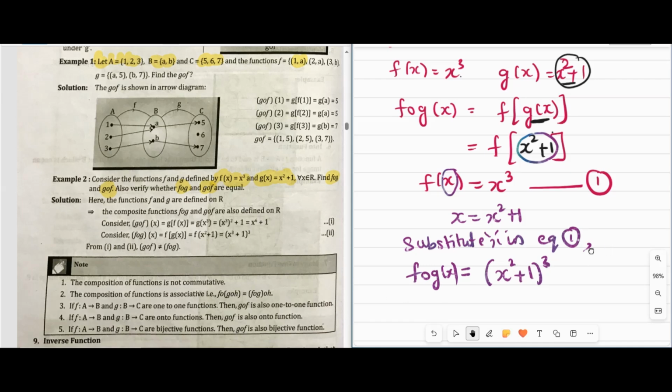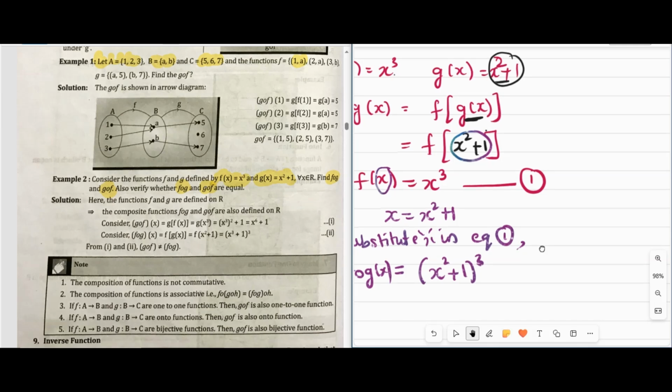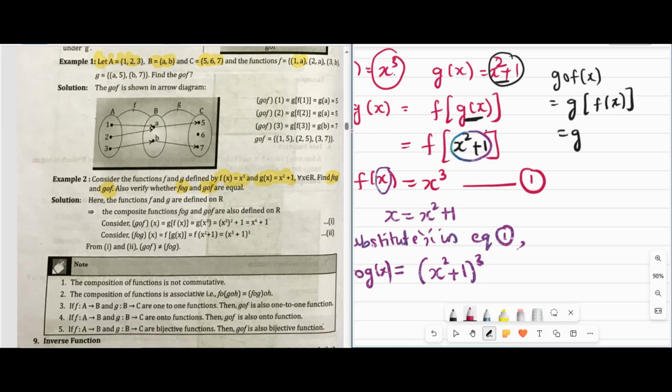Next, we have to find the answer for G o F of x. G o F of x is g of f of x. That will be g of, what is the formula for f of x we have? It is x cube, so we'll write x cube. Now we have g of x, so we'll write the formula for g of x. G of x equals x square plus 1. We'll call this equation 2.